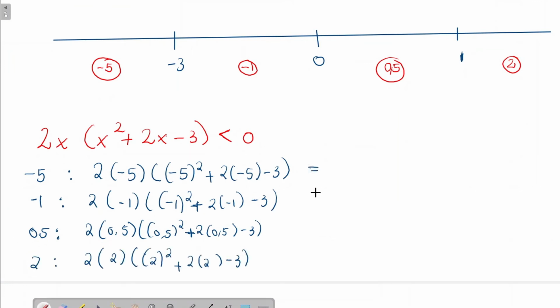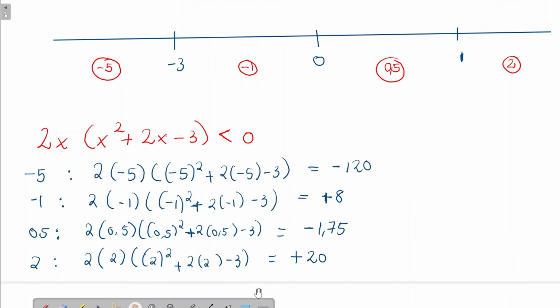So if you substitute -5, guys, what do you get? You'll find that you get a negative value, a negative 120. If you substitute -1, what do you get? You get a positive 8. If you substitute 0.5, you get a negative 1.75. And if you substitute a positive 2, you get a positive 20.